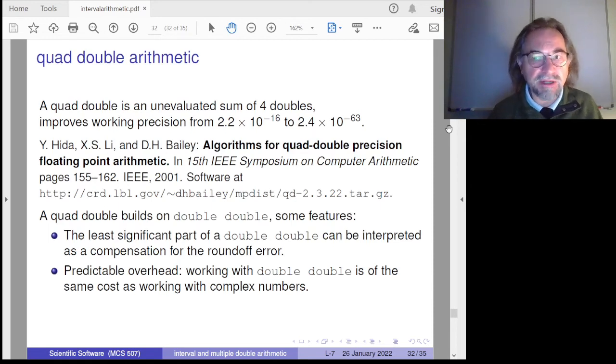Well, what's the point? We can already do that. But the point here is that we keep on working with double precision. So it has a very predictable overhead. Almost all modern computers are still optimized for double precision arithmetic. So one has a very predictable cost overhead. So it's not software-driven arithmetic, but it's still hardware double precision arithmetic.